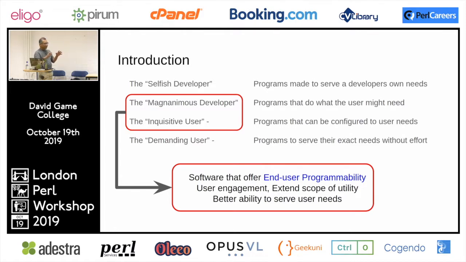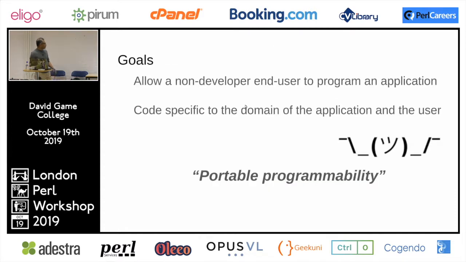So basically, if you combine the two groups, you want to develop a program which offers the user an ability to configure it to their needs. And what I'm interested in is not just configuring it, but also for the non-developer user to create programs out of the application that they've come to find useful. So basically, what I want to do is develop a way of allowing anybody to program in any language which corresponds to their domain of interest. So this programmability can be ported from one system, one application, to another.